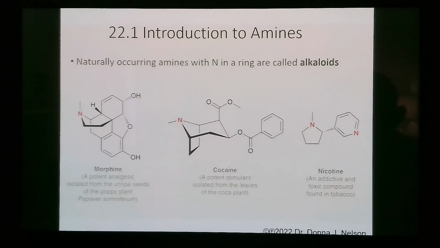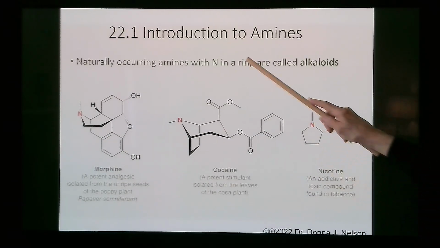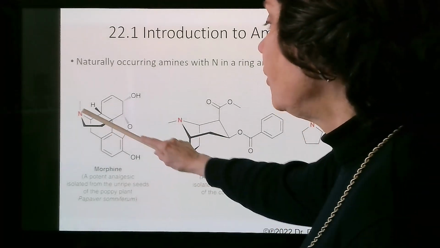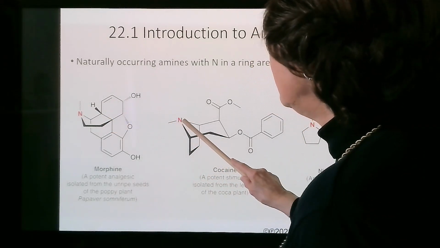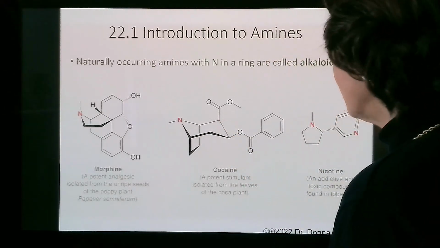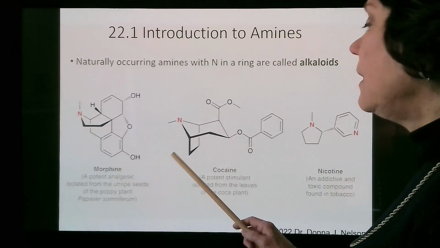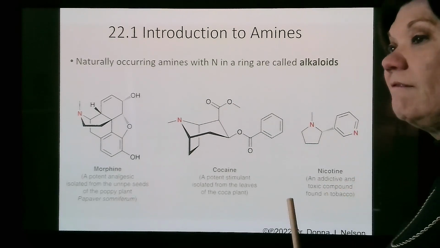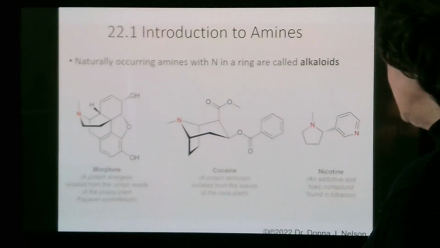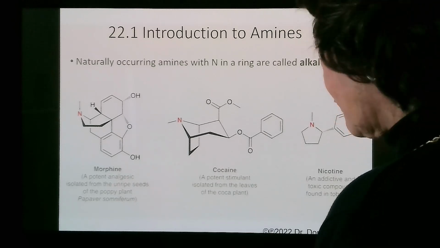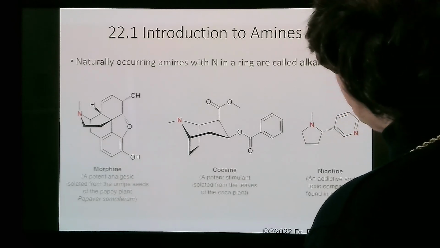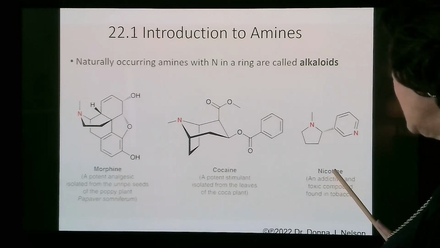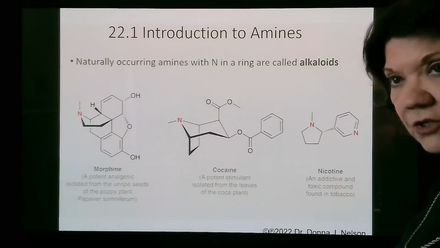There are naturally occurring amines with nitrogen in a ring, and these are called alkaloids. Here the nitrogen is in a ring. And many of these are extremely important and very active in the human body. Some of these I know you're going to be familiar with. So if you've ever been around someone smoking, you're familiar with nicotine.